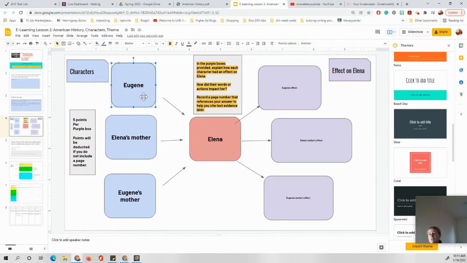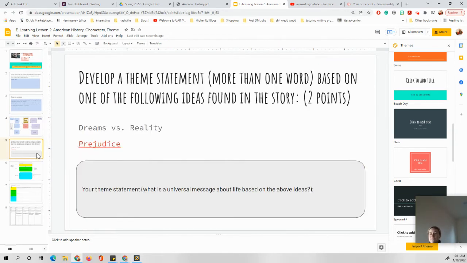Okay, for Eugene, think about how this relationship with Eugene affects Elena. Okay, all right. From there, you're going to level up by developing a theme statement, which is more than one word because themes are always more than one word. And they're going to be based on these ideas. So we're really seeing these two thematic ideas play out in American History.